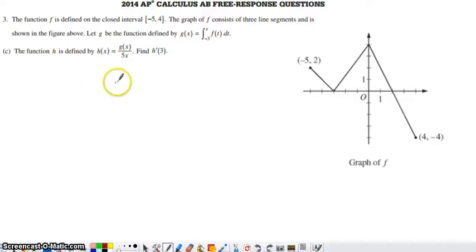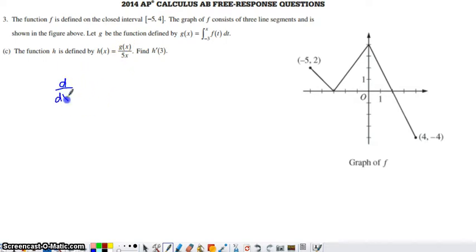This will be part C of number 3 from the 2014 A, B, and BC exams. And in part C here, they define some new function h of x. It depends on g, and they want us to find h prime of 3. So what I notice right away is that h of x is a quotient, and if we want h prime of 3, we're going to have to take the derivative of this quotient. So we're going to need the quotient rule.